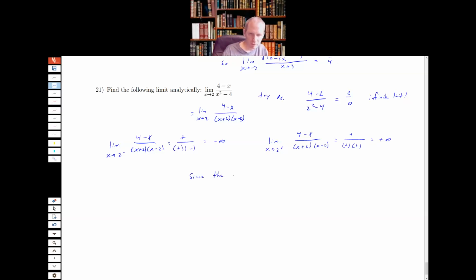So since the left and right limits don't match, the original limit does not exist.